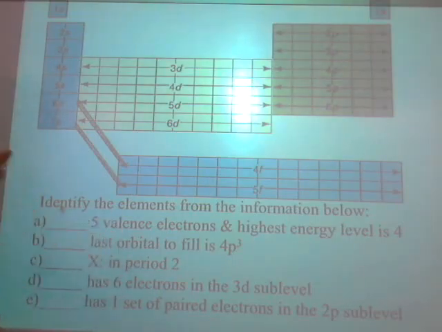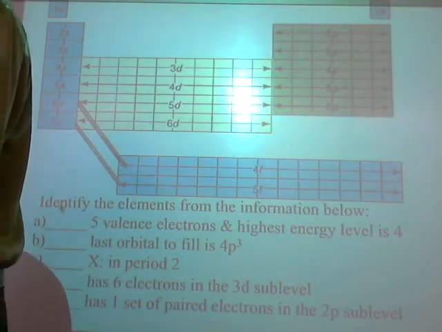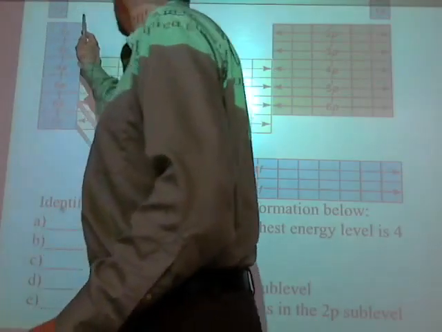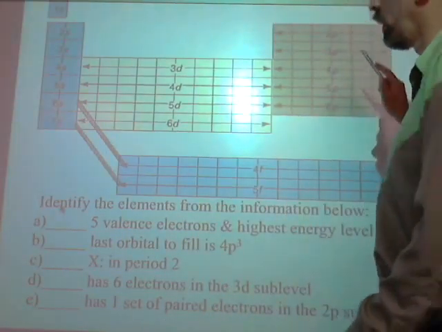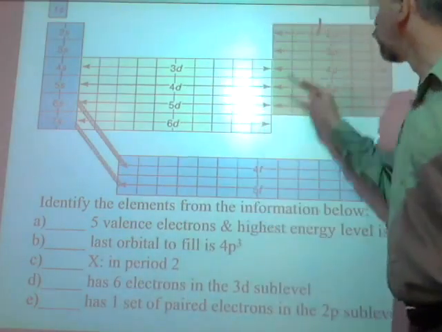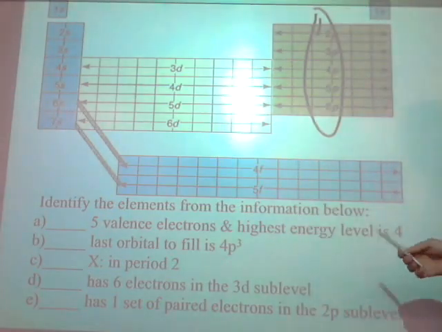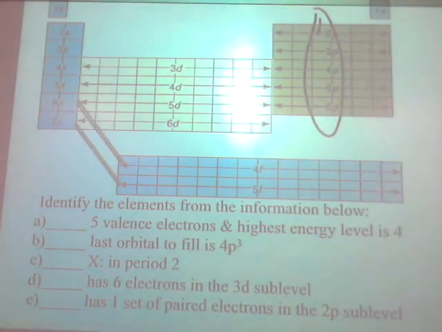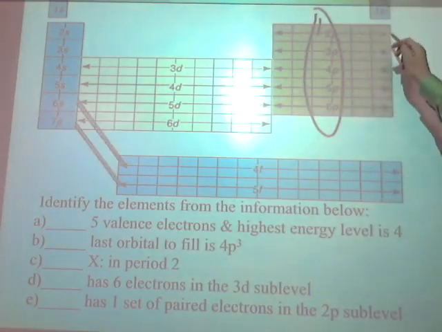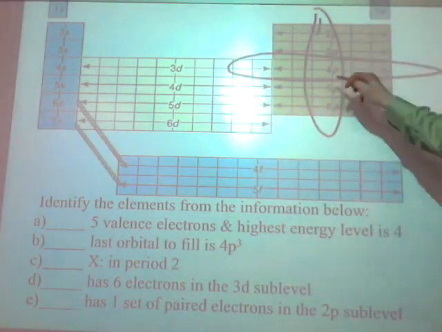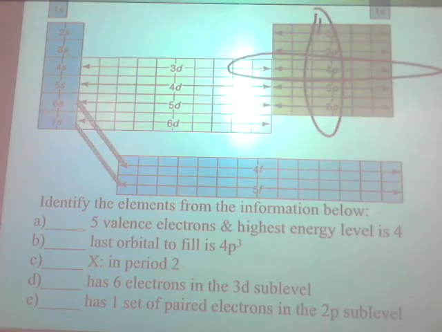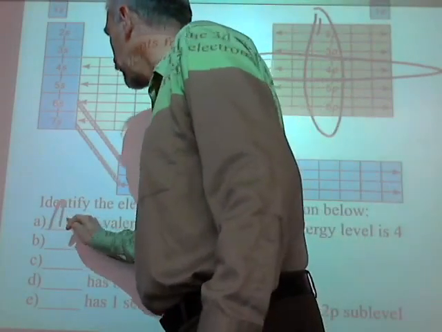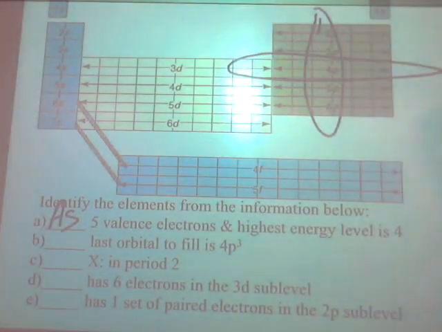5 valence electrons means he's in which group? Group 5. 1, 2, 3, 4, 5. So he's one of these guys right here. Now, it says the highest energy level is 4. What does that tell you? What row is he in? 1, 2, 3, 4. He's this row. What element is it? Arsenic. Everybody agree? That would be arsenic. You can write that down in case you don't know.